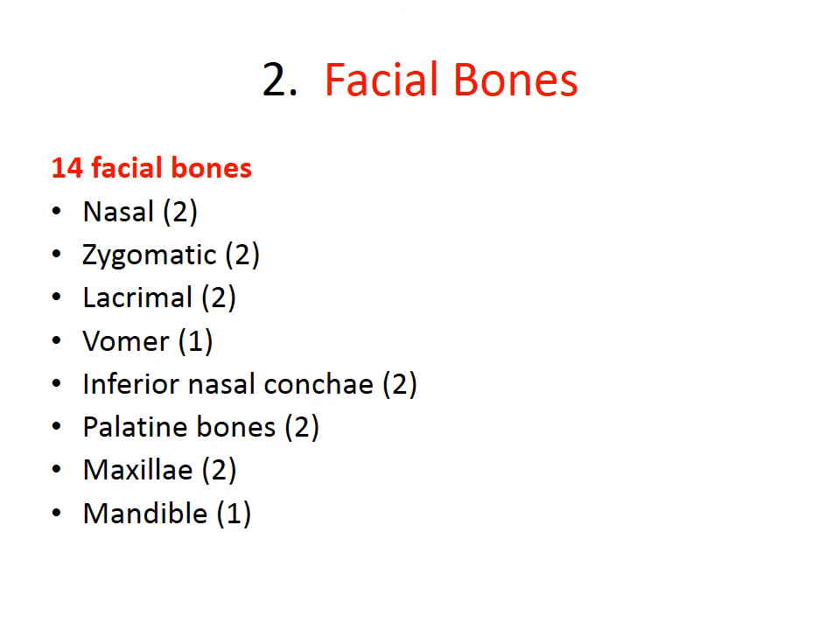So, just to recap, we covered the facial bones in this PowerPoint. We had 14 facial bones in total. We had 2 nasal, 2 zygomatic, 2 lacrimal, 1 vomer, 2 inferior nasal conchae, singular concha, plural conchae, 2 palatine bones, 2 maxillae, singular maxilla, and 1 mandible. We also looked at sutures as well as sutural bones. So make sure you check out part 3 of the axial skeleton, where we will be covering the vertebral column as well as some associated bones.